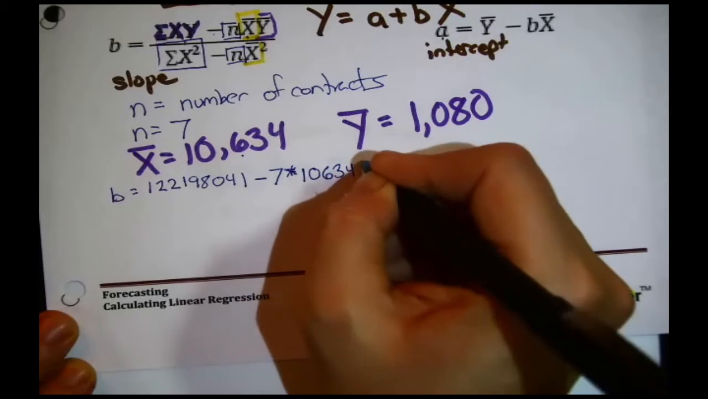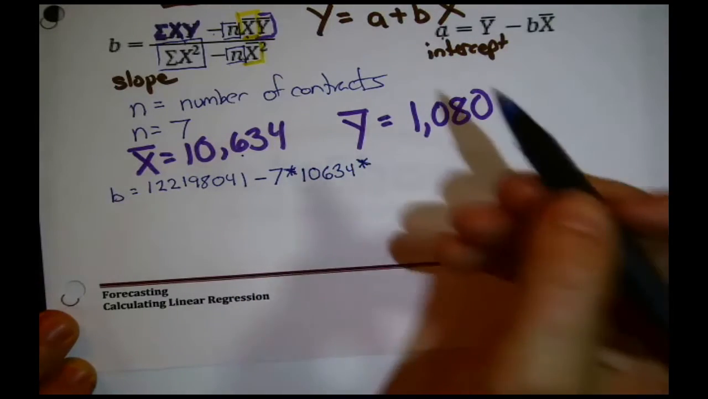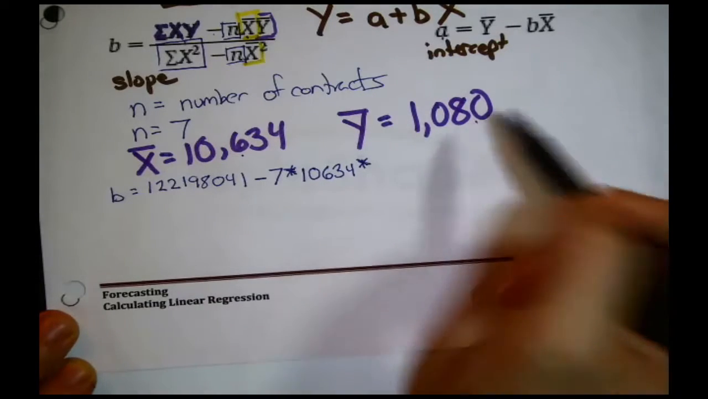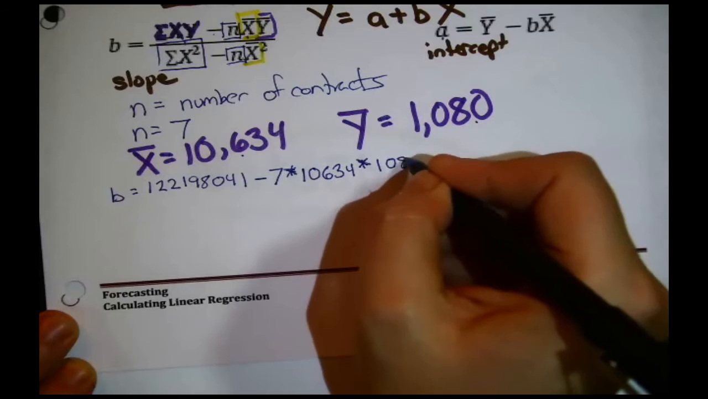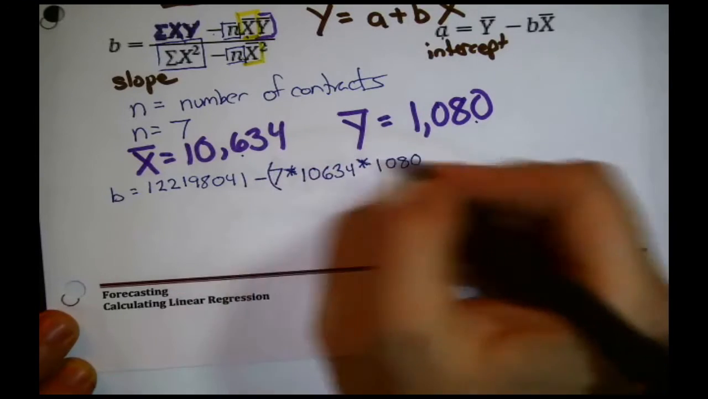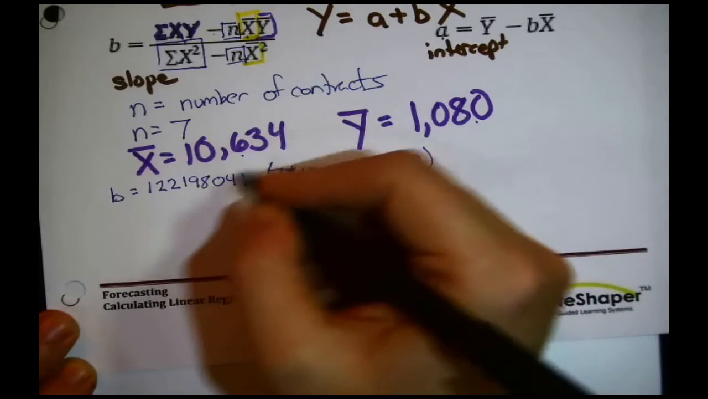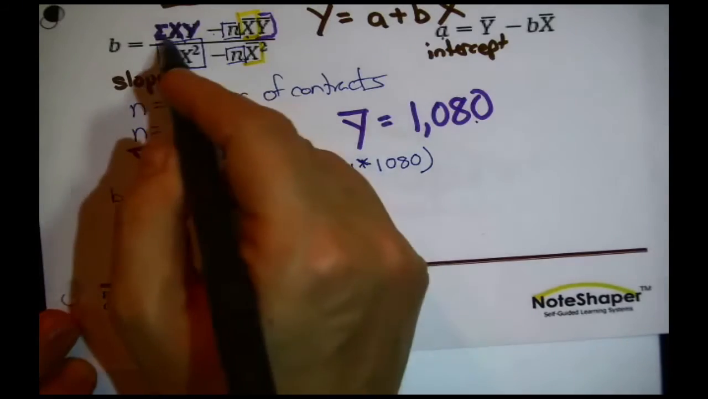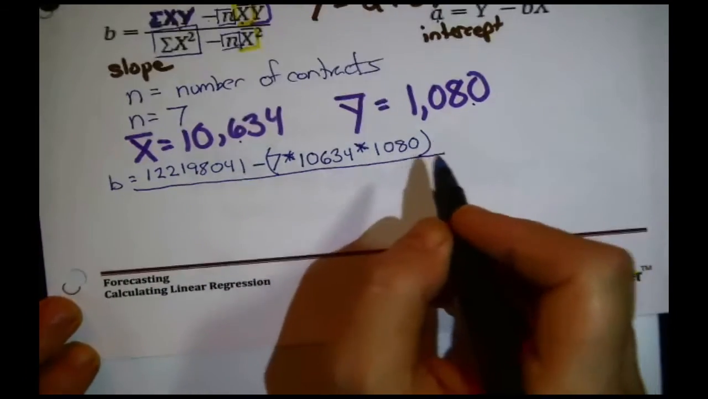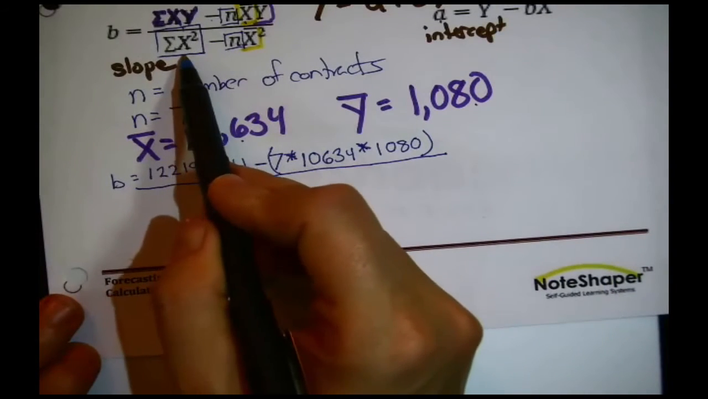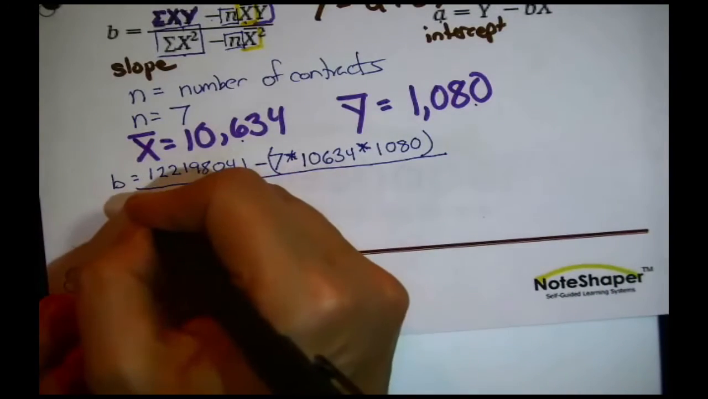10,634. Y bar is the average y. Well, that's that number right there, 1,080. Okay, so you multiply all those things together and subtract it out of that. That's just the numerator taken care of. Divided by the sum of x squared. Oh, that's that other really large number, the 1 billion.